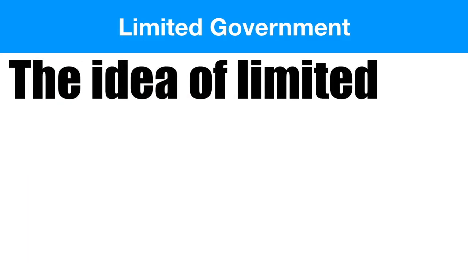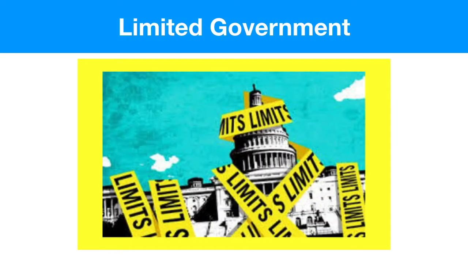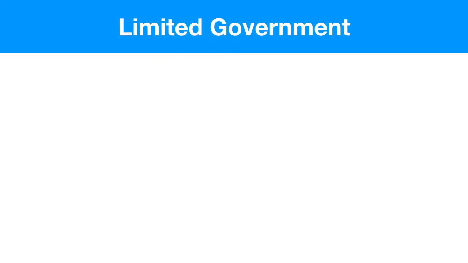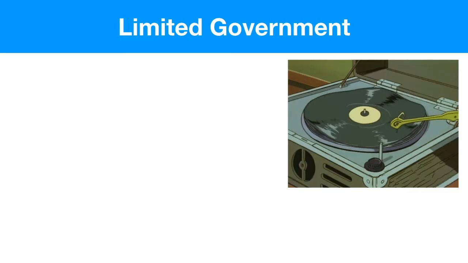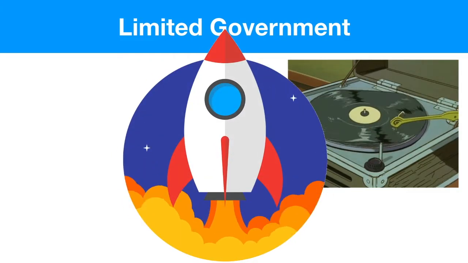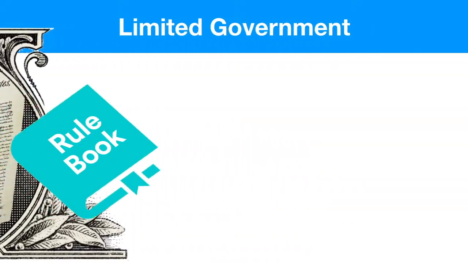The idea of limited government is pretty self-explanatory. It's government that is limited, meaning it can't do anything and everything at once. Here, you need that again? Limited government is government that is limited. I hate to sound like a broken record, but this is not rocket science, it's civics. Now, our government has rules it has to follow, and we find these rules in the Constitution.